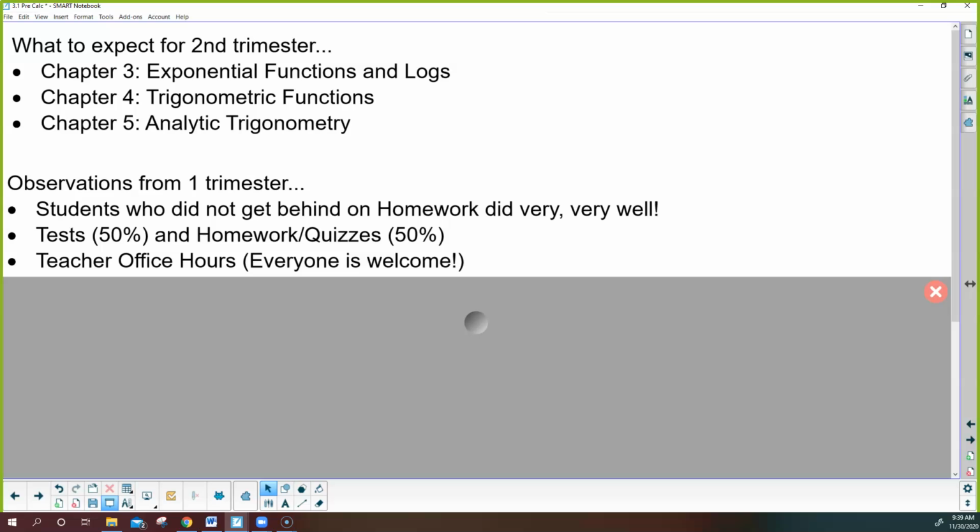My office hours, all right, I'll show you where they're at in a second, but everyone is encouraged. When we did the survey at the end of the last trimester, students were saying, well, I didn't go to your office hours because I didn't want to annoy you, or I didn't want to take up anybody else's time. That's why I have my office hours.